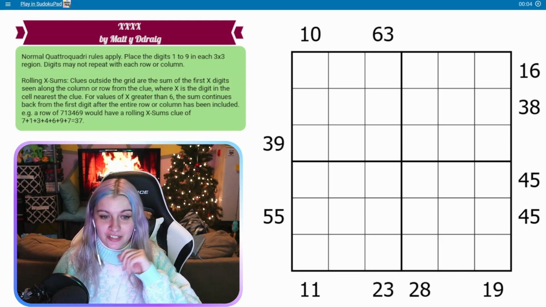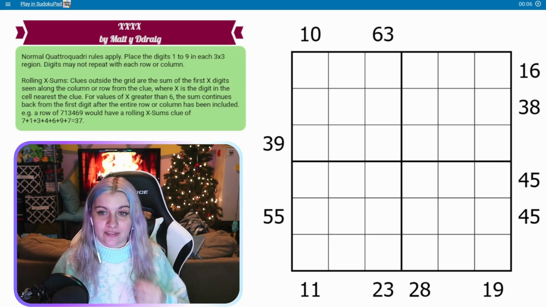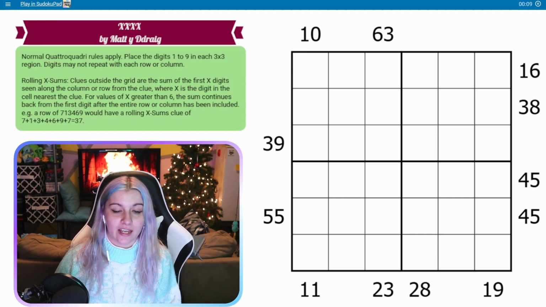How do we want to get started? We don't have any given digits in the grid. We have some given X sums around the outside.